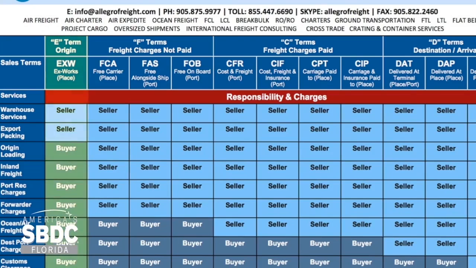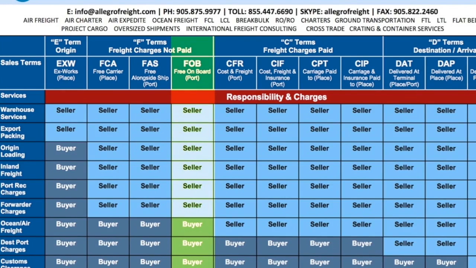Ex works is one of the most commonly used in a transaction. It is typically associated with sellers supplying goods at their warehouse to a buyer overseas. Once those goods are picked up at the door of the warehouse, the responsibility is on the buyer to transport those goods and move them directly all the way into their marketplace.